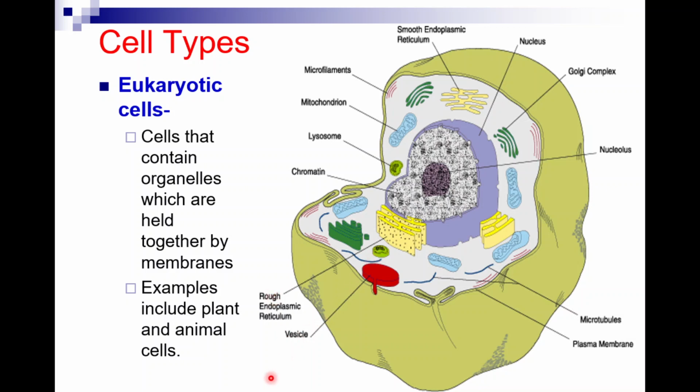These are all vesicles, red color. This is chromatin material that is inside the nucleus or nucleoplasm. The lysosomes are present in the cell cytoplasm. Mitochondria are seen, and these are the microfilaments. So these all are the cell organelles which are membrane bound and which are present in the eukaryotic cells. These are microtubules, and this is the plasma membrane, that is the outermost covering of the cell.